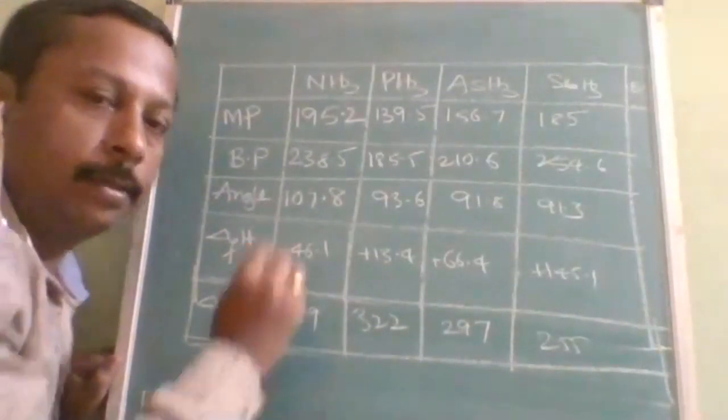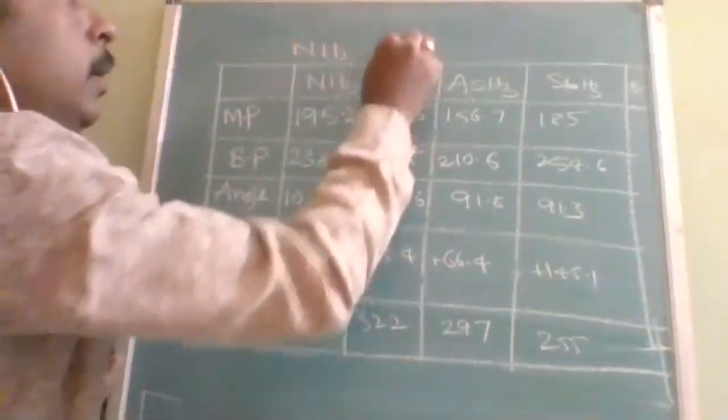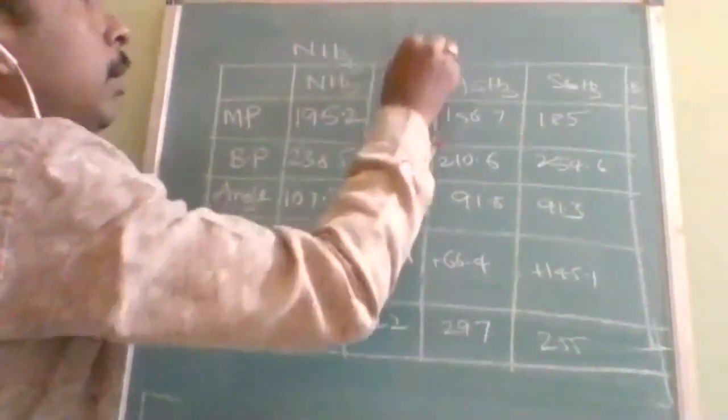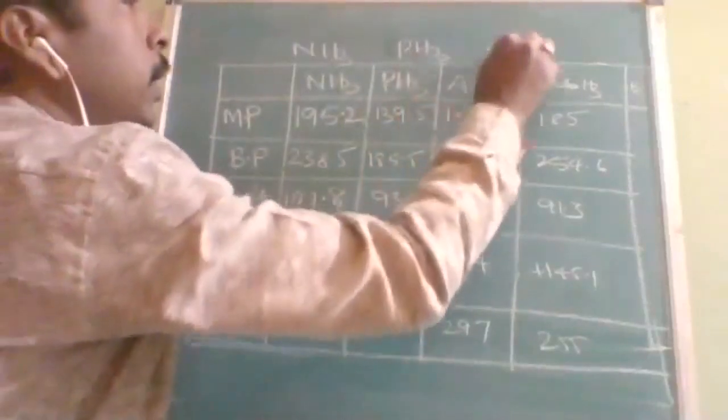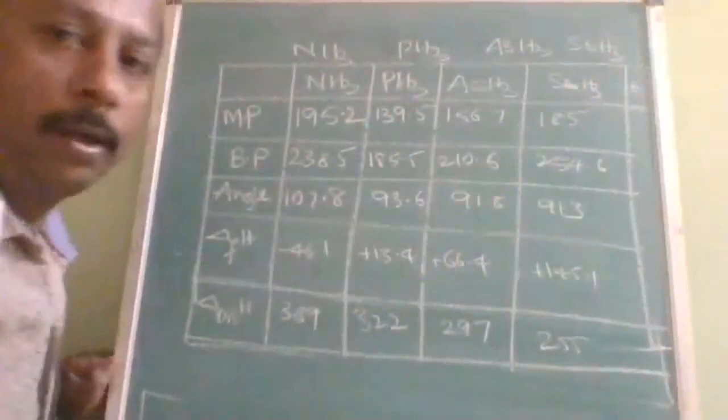melting point should increase. What should happen? It should increase. Okay, so it should be like this: NH3, PH3, AsH3, and SbH3. Okay, this is the normal order.